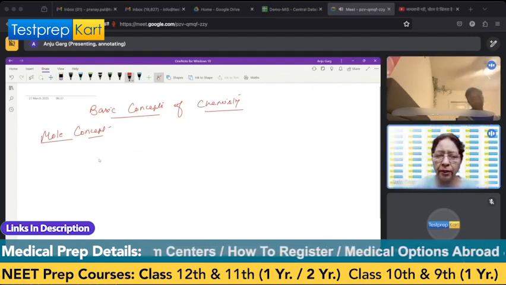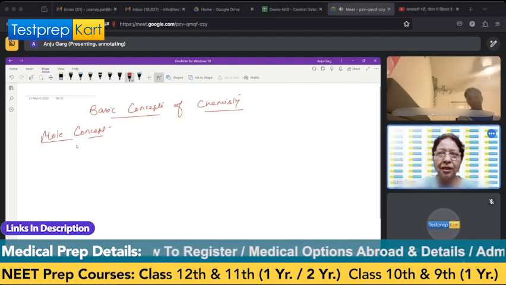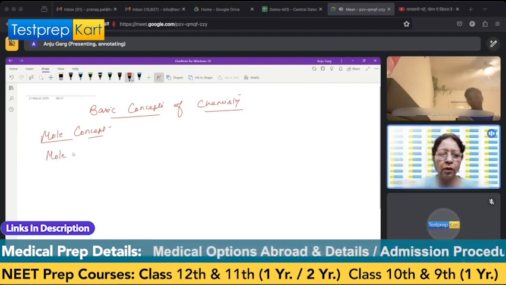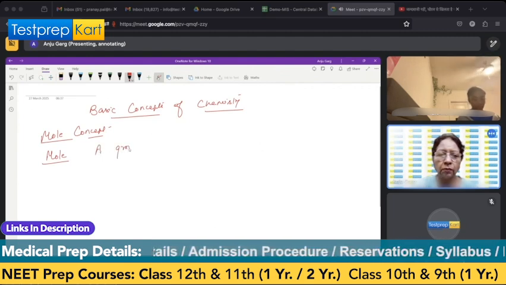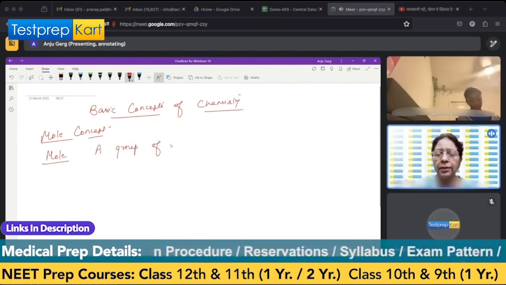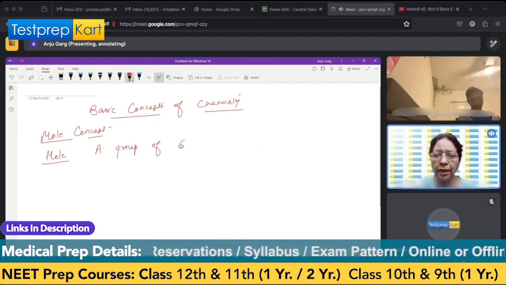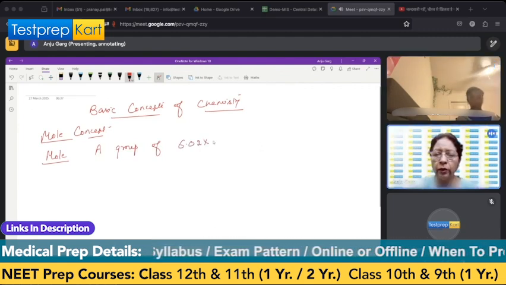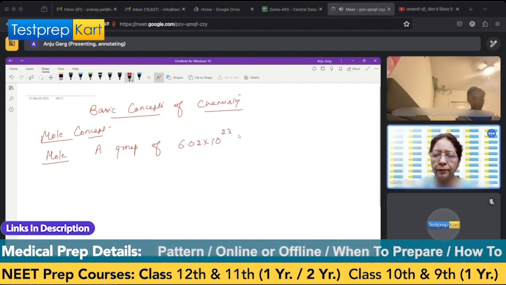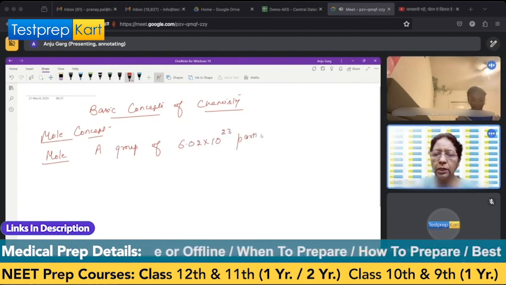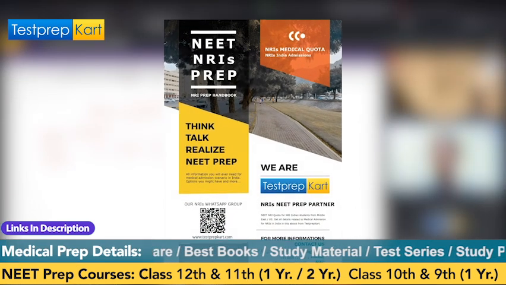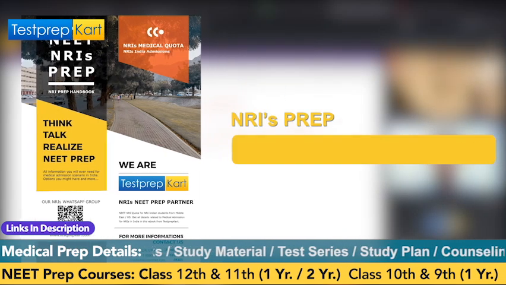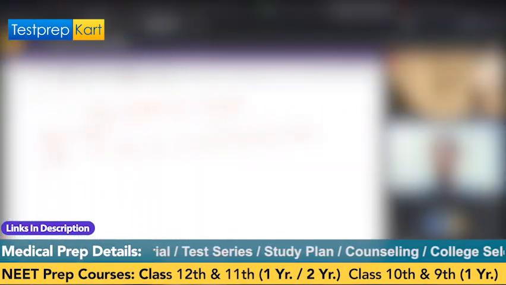So first we will do what is a mole. Mole is nothing but a group of a particular number of particles. That particular number is 6.02 × 10^23 particles. So these particles are called a mole. You can have 1 mole of an element; 1 mole of an element will have these many atoms. If you take 1 mole of a compound, it will have these many molecules.